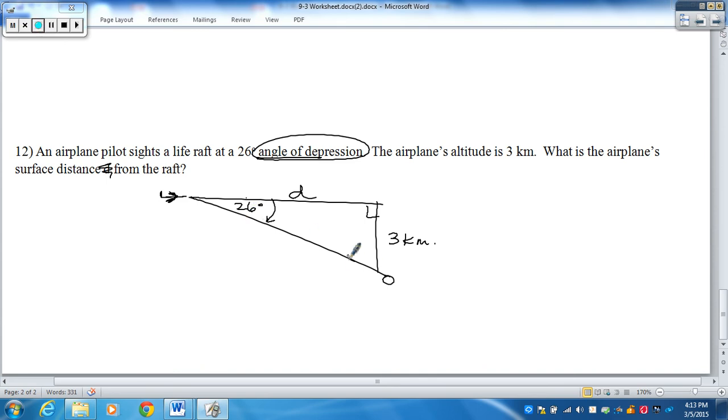All right, so again, go ahead and do that problem for me. Figure out what that length of D is going to be. And make sure you show that to me for your notes, your credit.